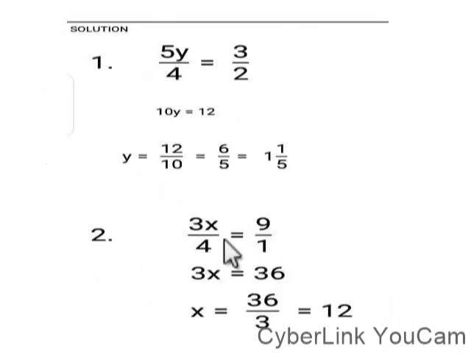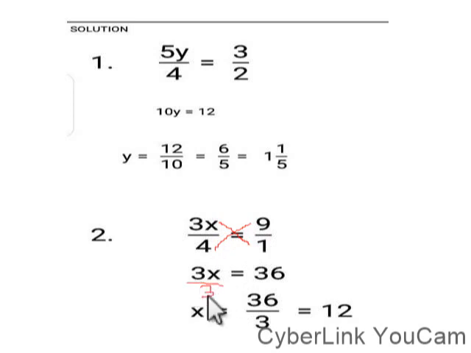To number 2, we have 3x over 4 is equal to 9 over 1. So we do cross multiplication once again in solving this. So 3x times 1 will give us 3x. 4 times 9 will give us 36. So we divide both sides by the coefficient of x, which is what?